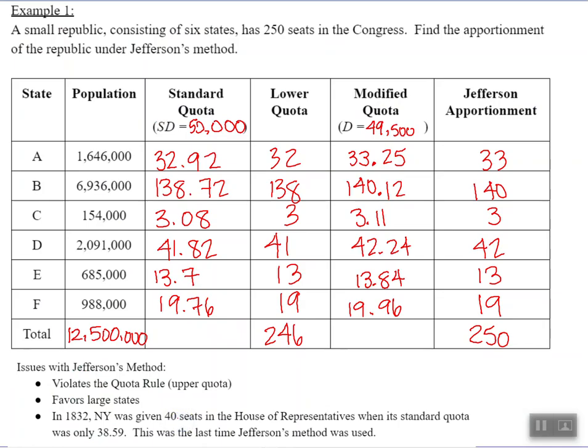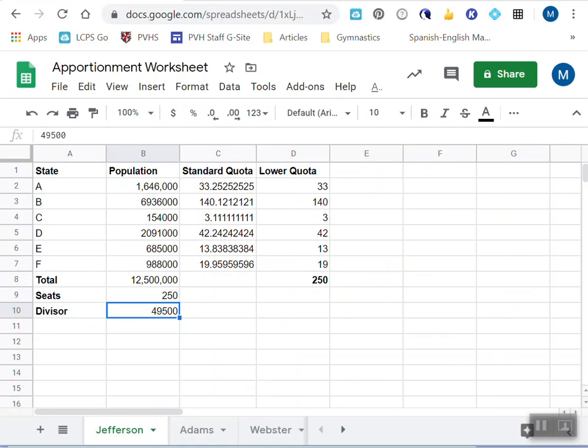So here's my final apportionment based on the Jefferson method. I just copied down what was in the last column on my spreadsheet. Remember that the goal is to have this total here be however many seats you started with, which in this case is 250.